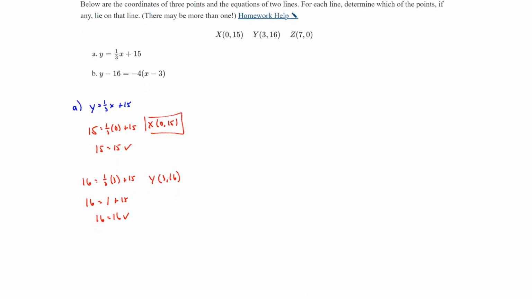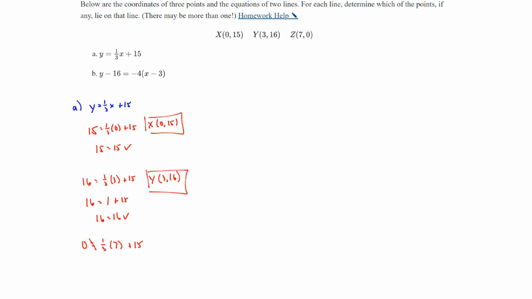And then we'll do z, which is 7 comma 0. You might be able to recognize that one is not going to work pretty quickly. You have 1/3 times 7 plus 15. So you're adding two positive numbers, so there's no way that one's going to work. So z does not work, just x and y.